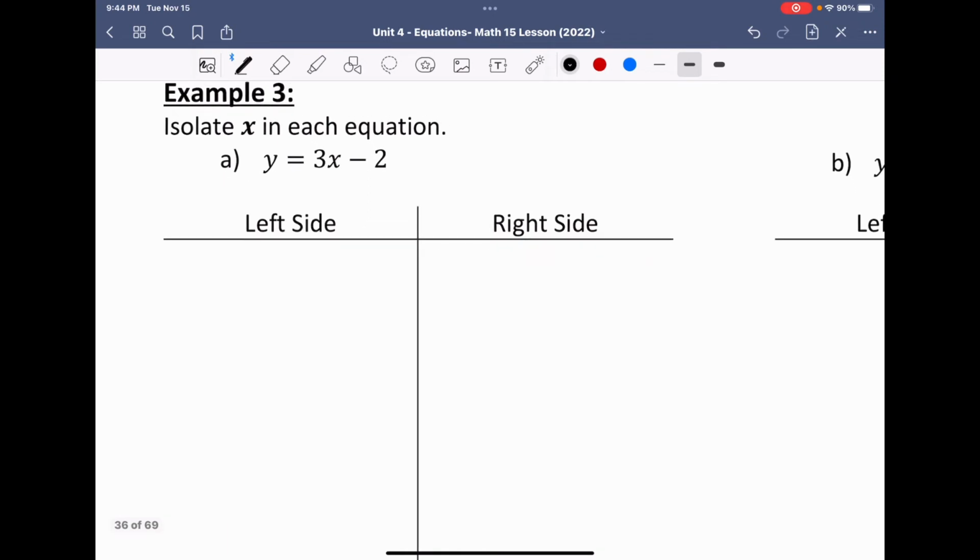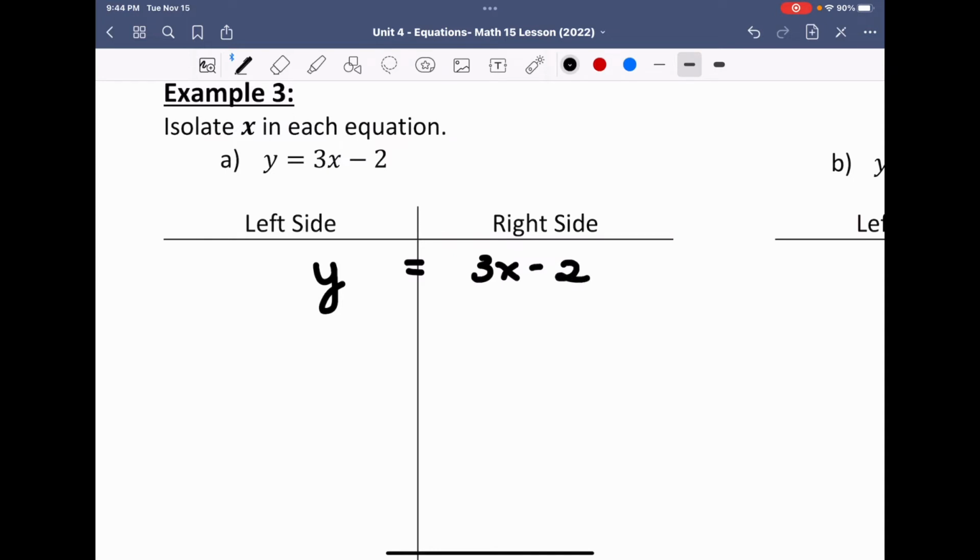Suppose we were given the following statement, y equals 3x minus 2, and we're asked to isolate for x in these equations here. What I always do, when they give us a left side and a right side, is start by writing out the original equation, 3x minus 2. Okay, we have our original.